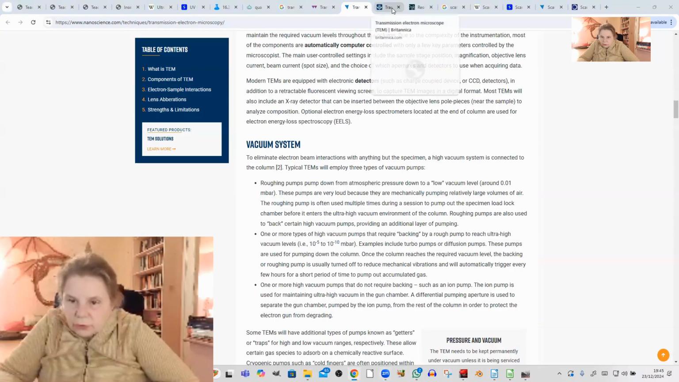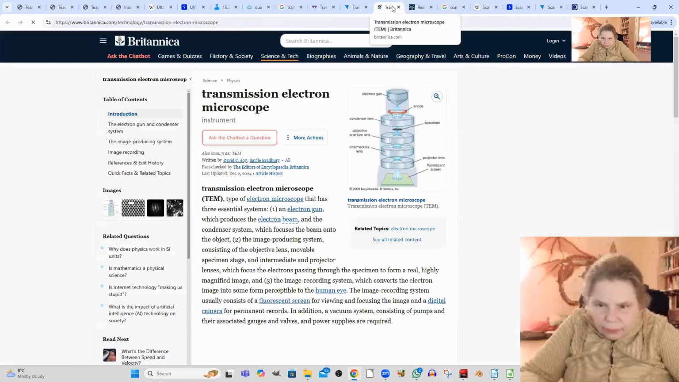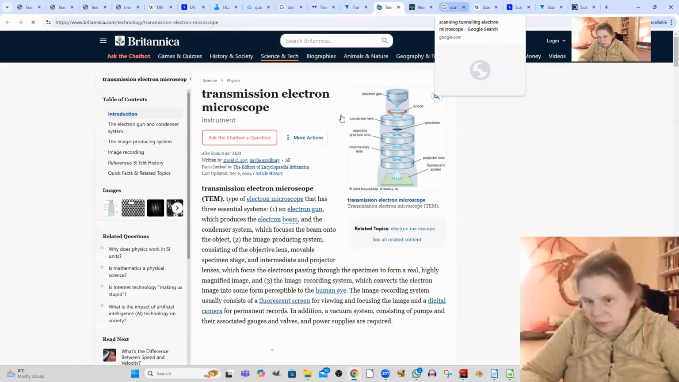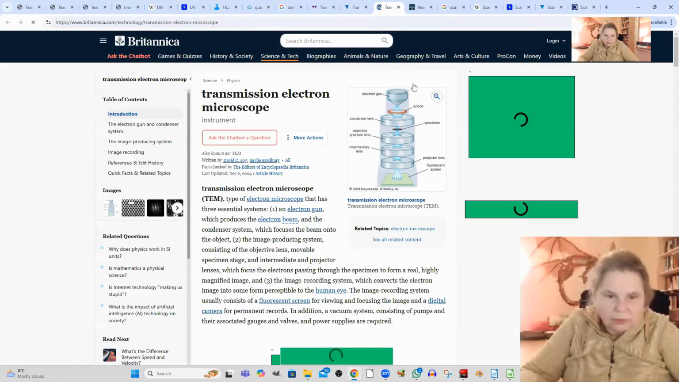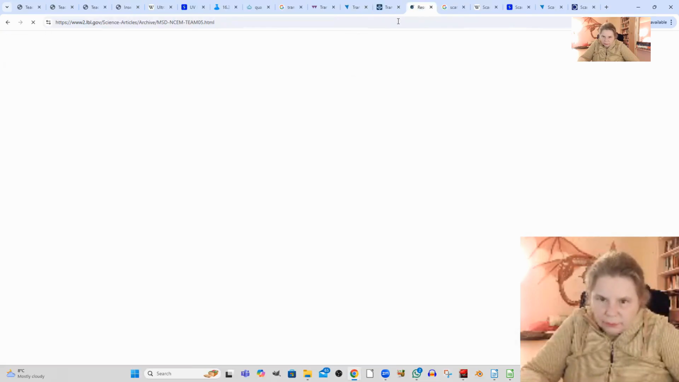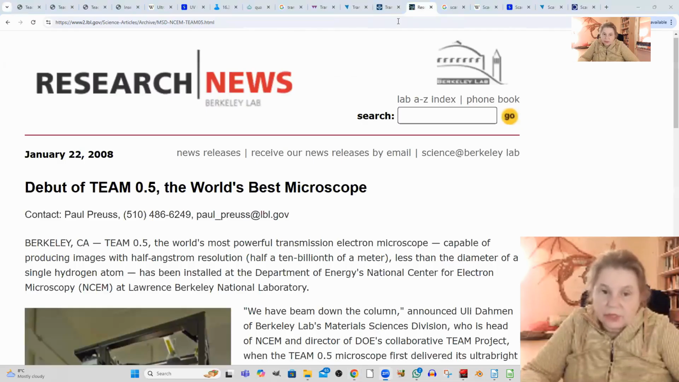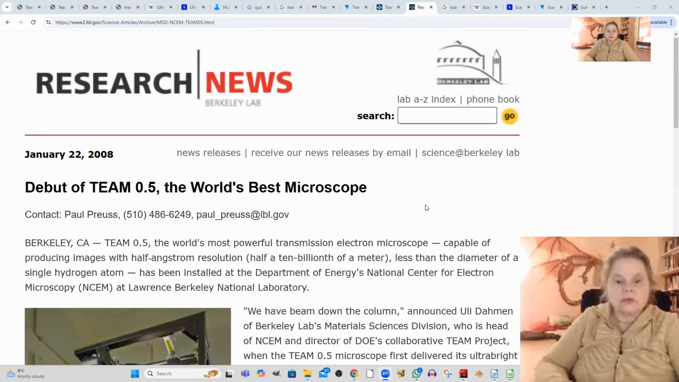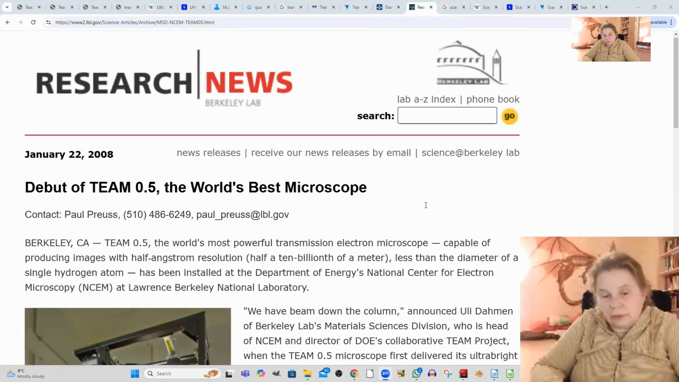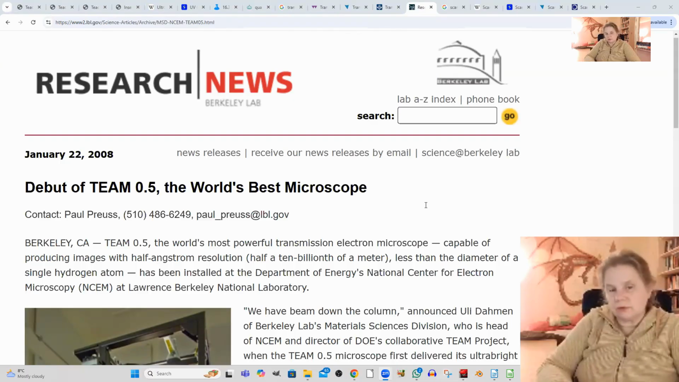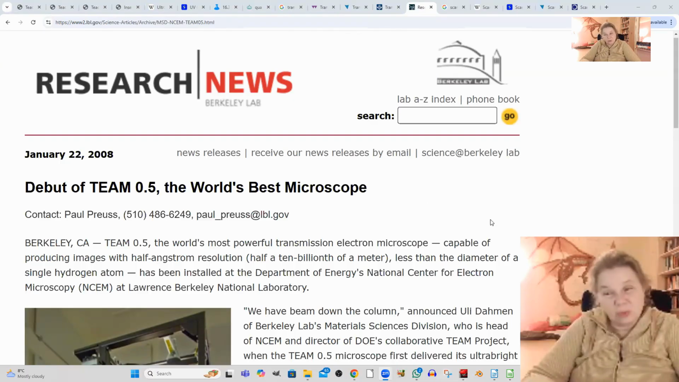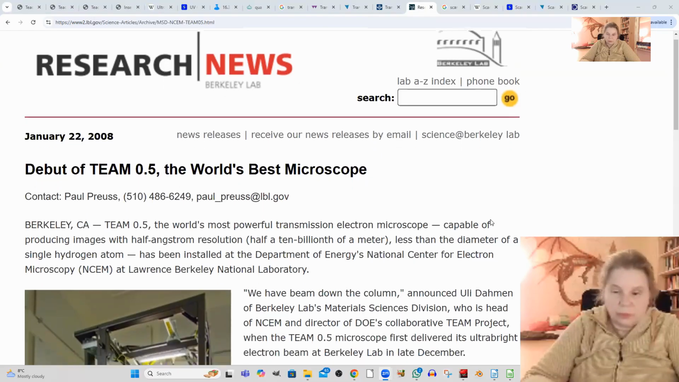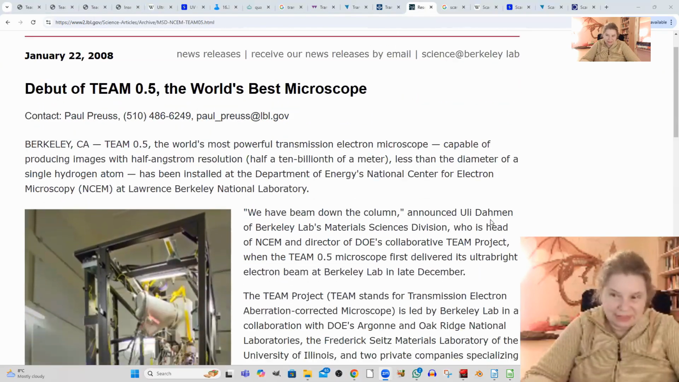The other one that I wanted to talk to you about, transmission electron microscope, is another view. I think that might be Britannica. This one. Right, now this is actually mentioned in the teaching notes. They talk about the TEAM 0.5 and they describe it in the notes as the world's best microscope. I think it probably isn't anymore, but you can see that this was written in 2008. So that's quite a long time ago. Not quite as much as 20 years, but getting there.